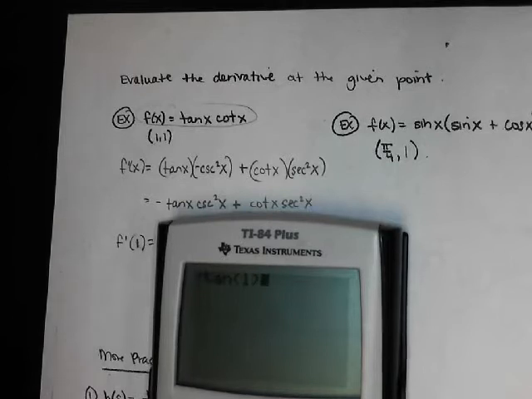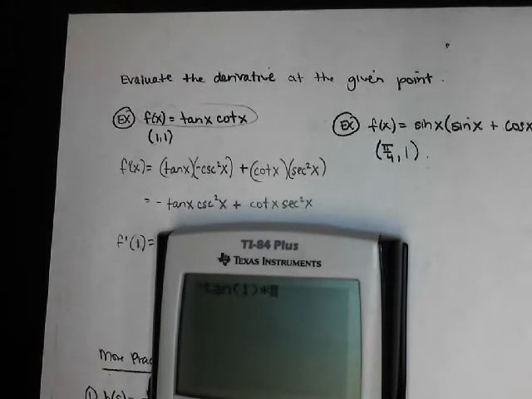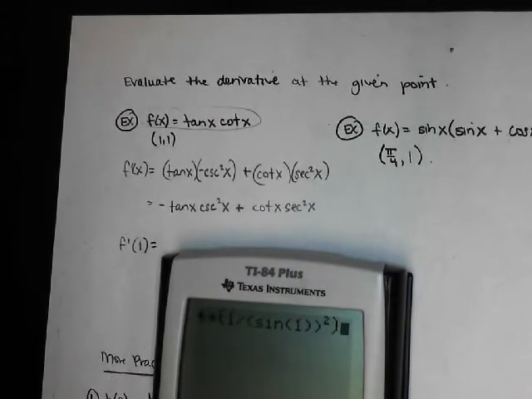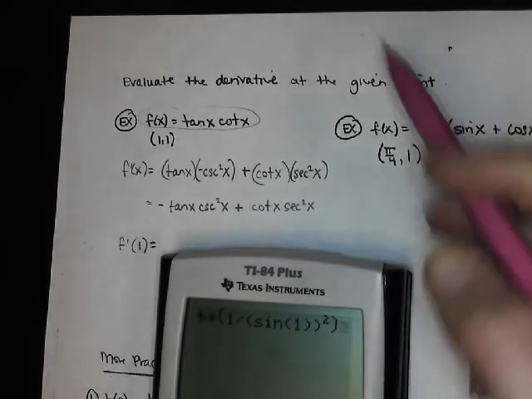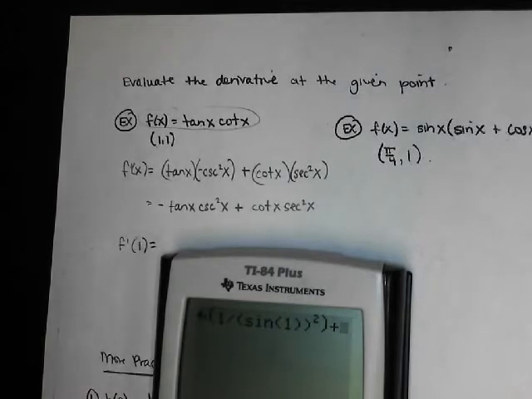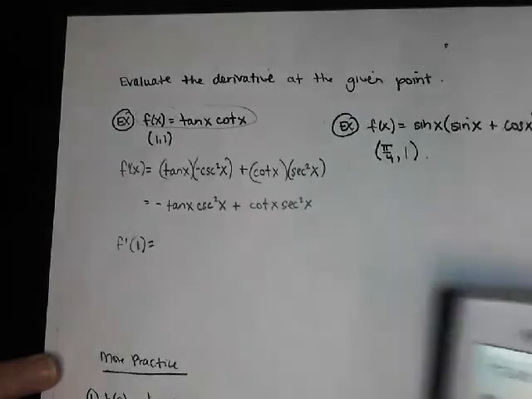So negative the tangent of 1 times, I can't do cosecant squared, but I can do 1 divided by the sine of 1. I'm going to do the sine of 1 squared, so 1 over sine squared. Close that. And then I'm going to add the rest. Again, I can't do cotangent, but I can do 1 over the tangent of 1 times 1 over the cosine squared of 1. And 0. All of that, we get that the derivative at 1 is 0.